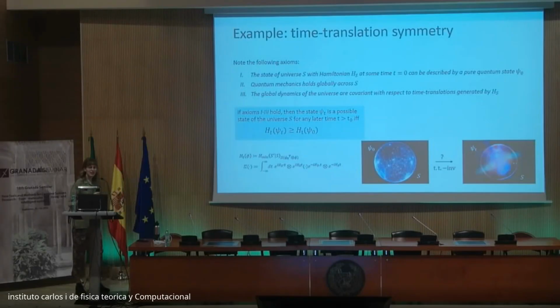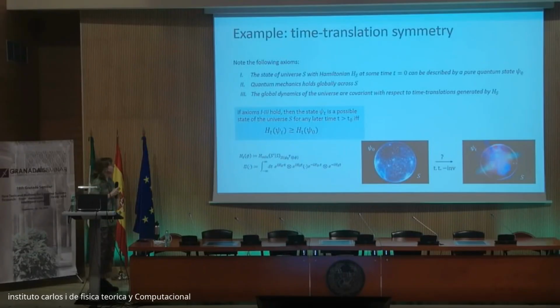So note the following axioms. Suppose the subsystem S has Hamiltonian HS. At some time t0, it can be described by a pure quantum state, psi 0. Second axiom, suppose that quantum mechanics holds globally across the universe. And third axiom, suppose that the global dynamics of the universe are covariant with respect to time translations generated by the system's Hamiltonian. I'm not going to make any comment on whether these axioms are true, but there are some theories where people believe these things to be true.